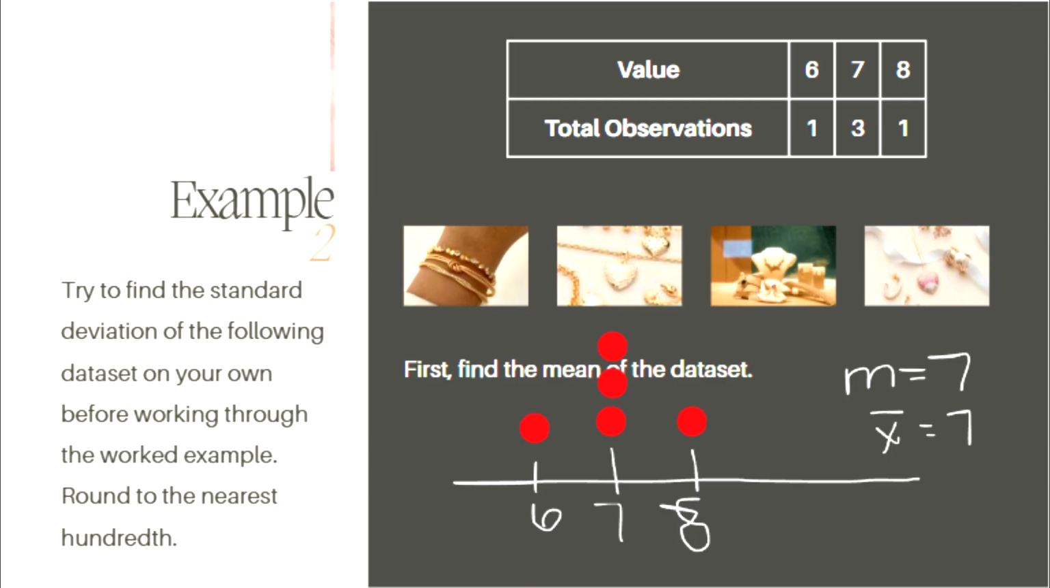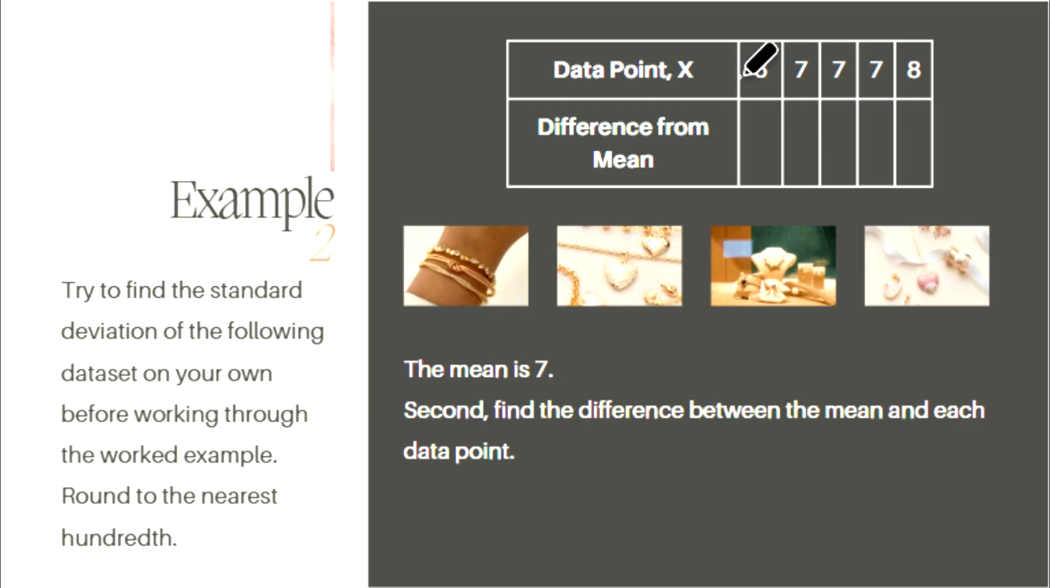Okay, the next step that we do is we need to find the difference between these data points and the mean. And this is written in the formula as big X minus x with a bar over it. Okay, and we're going to solve for each of these. So that means we have 6 minus 7 is going to give us a negative 1.